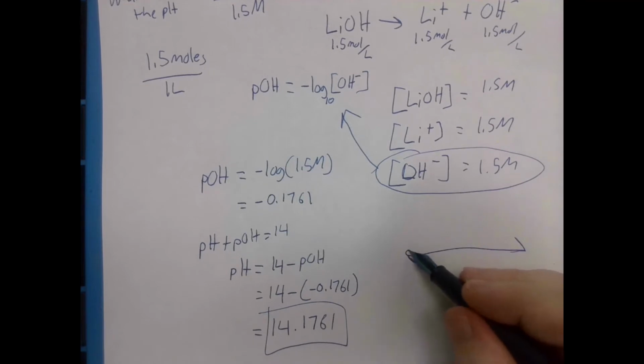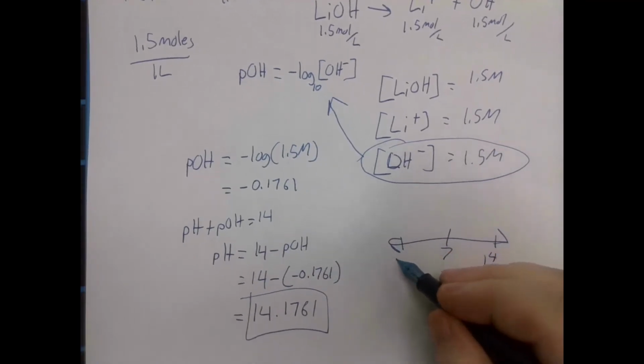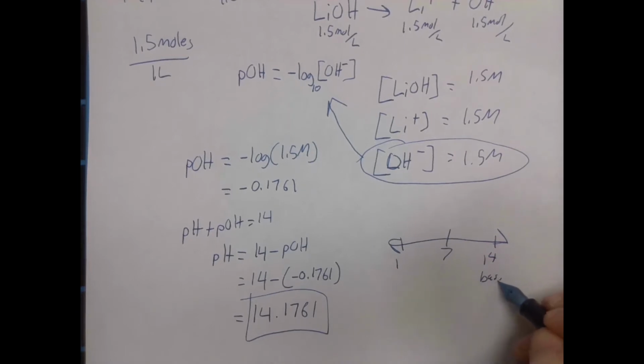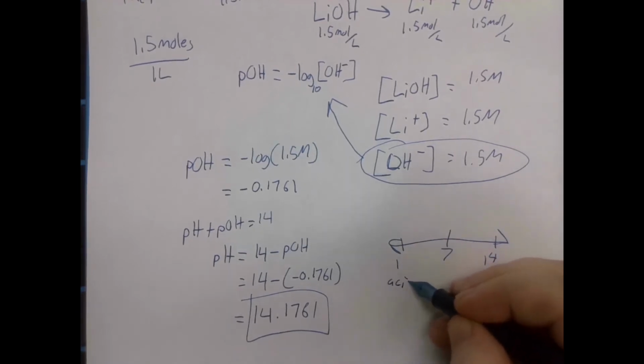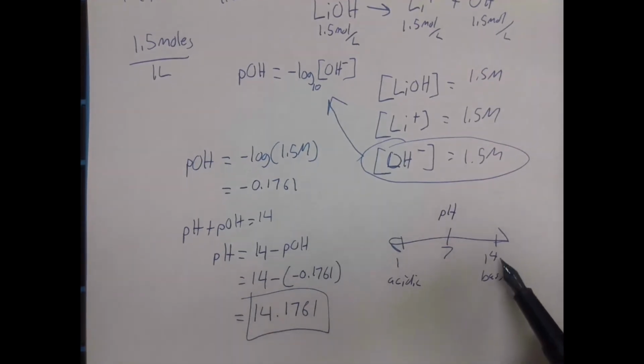Remember your scale. 7, 14, and 1. This side is basic. This side is acidic. And this is for your pH scale. So 14 is very, very basic. This is a strong base. You would expect it to be very concentrated. And 1.5 molar is a very strong concentration. Make sense?